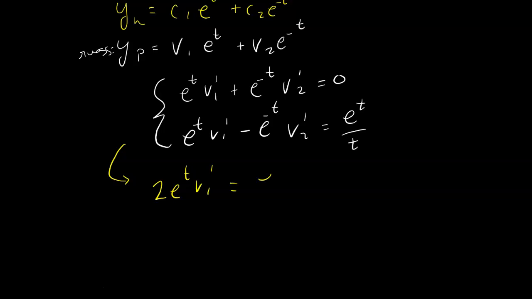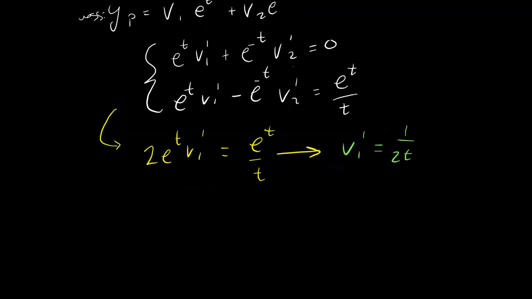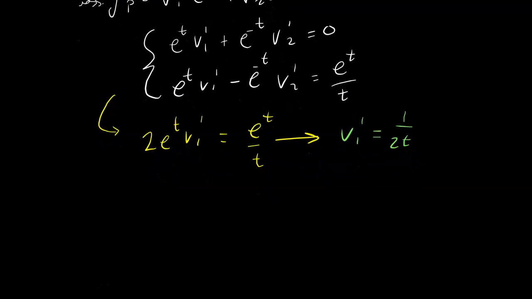0 is equal to e to the t divided by t. So then I could solve this algebraically for v1 and find that v1, I'll do this in green, or v1 prime, I should say, will simply be equal to 1 divided by 2t. Now, if I need to find v2, I'll just plug it back in. So to find v2, we can do either the top one or the bottom one. Let's do the top one.